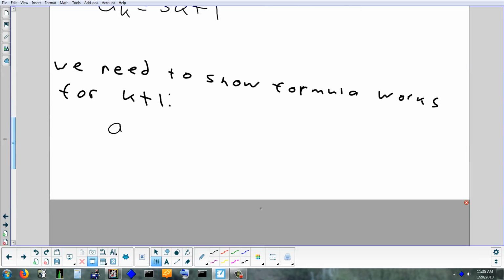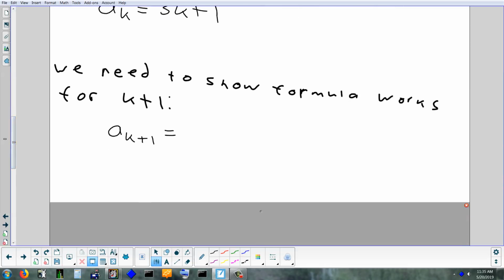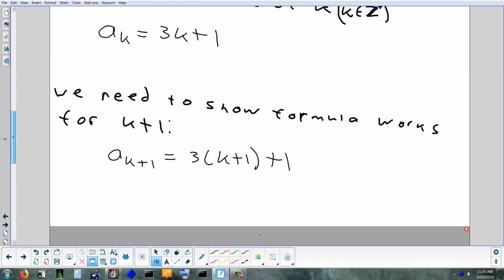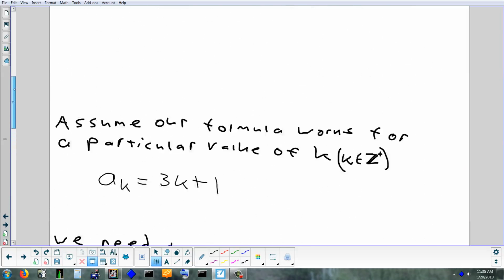Okay, so here is what we want to show. A sub k plus 1 would equal that. All I did was change k to k plus 1. Any questions on that? All right, so now let's go back up.